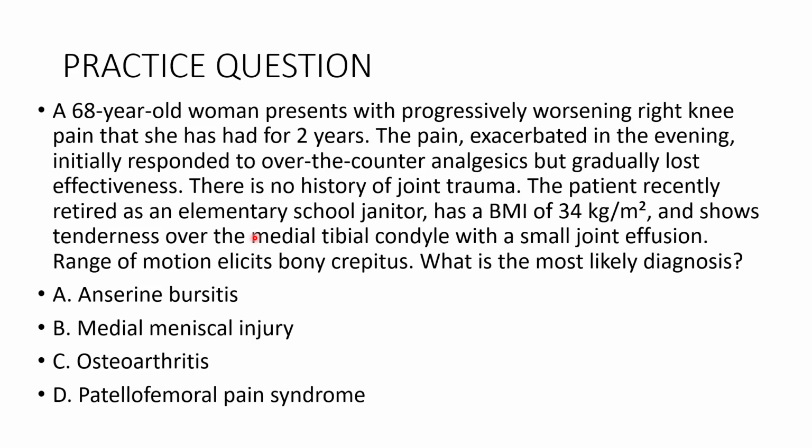So the answer here is, of course, osteoarthritis. So she's in the typical age group for osteoarthritis. She's had it for 2 years, exacerbated in the evening, not in the morning, because osteoarthritis worsens with activity. And the analgesics she was using gradually lost effectiveness. She has a BMI of 34. She's obese. She's in that range, which is one of those risk factors. And she has tenderness over the medial tibial condyle with a small joint effusion.